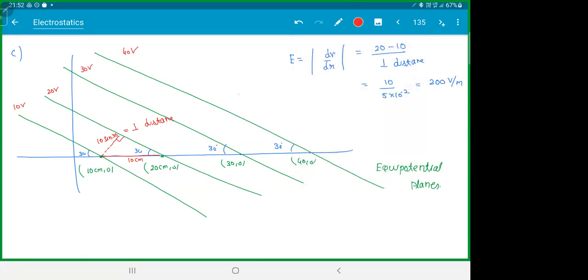And what about the direction? Direction will be perpendicular to these planes, making 60 degrees, pointing downward. Clear?